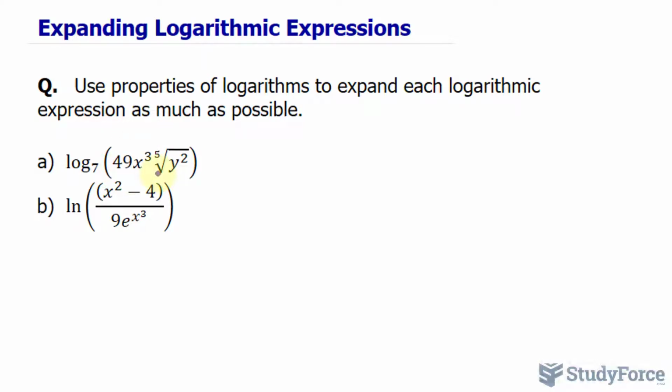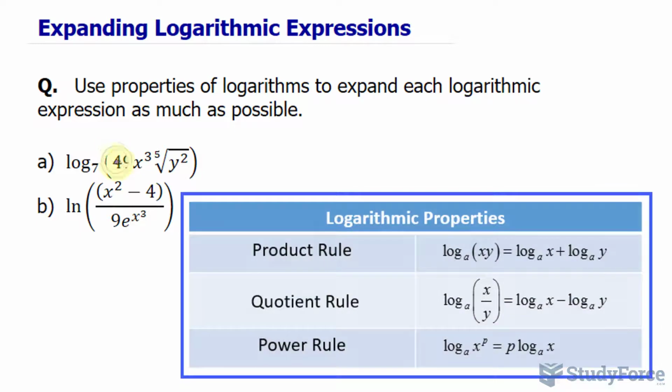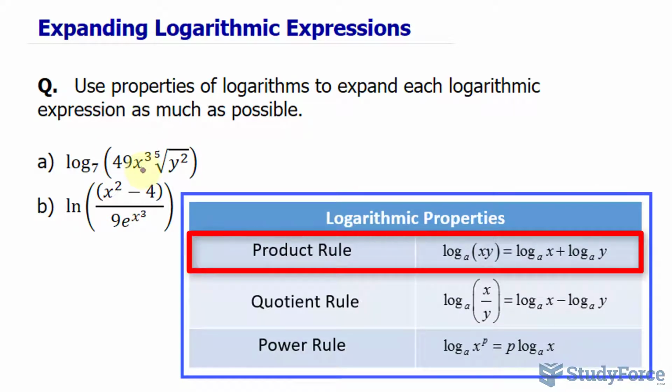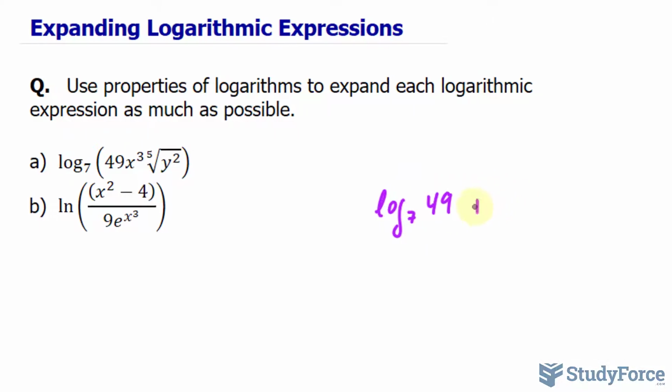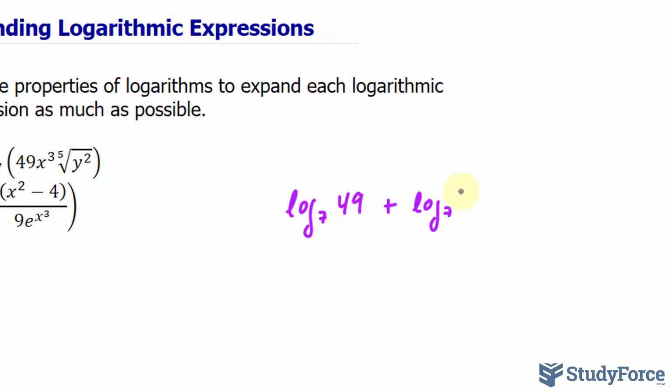One of the laws of logarithms states that if you have multiple factors inside here, you can separate them as a sum of logarithms to the same base, 7 in this case. So since we have a factor 49, x to the power of 3, and the fifth root of y to the power of 2, we can write this as a sum where we have log base 7 of 49 plus log of base 7 x to the power of 3 plus log of base 7 the fifth root of y to the power of 2.